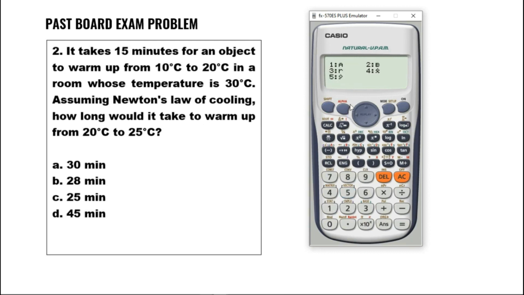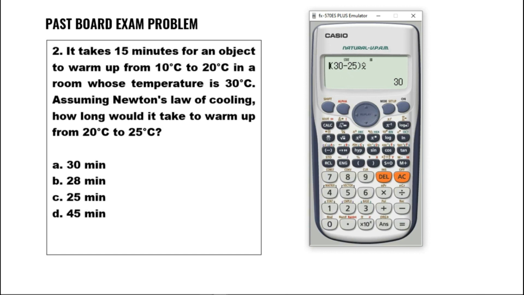So sa X tayo guys. So X, so 4. So that is, kunin muna natin yung pang 25. So this is 30 minus 25. So that is 30 minutes. That is letter A. So next problem tayo guys.